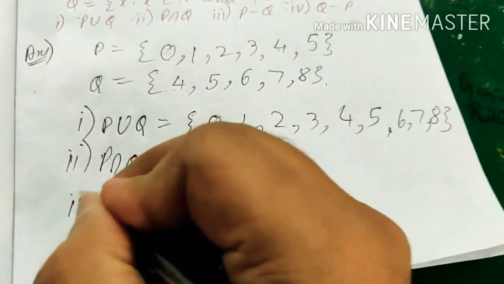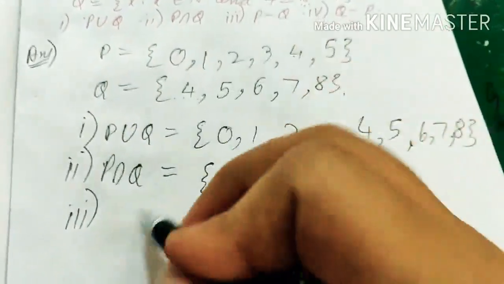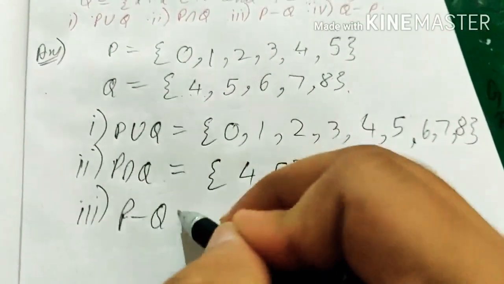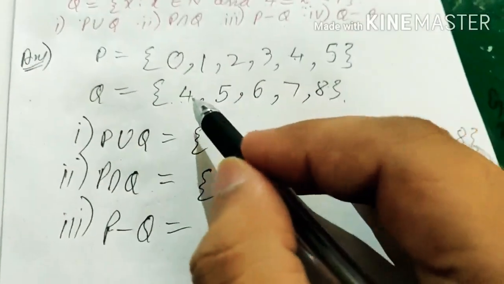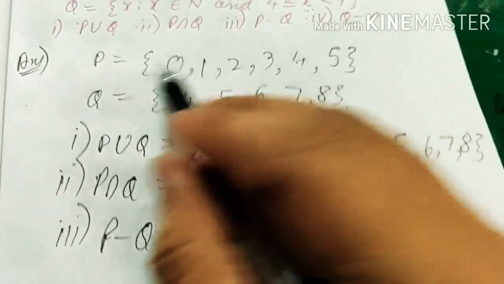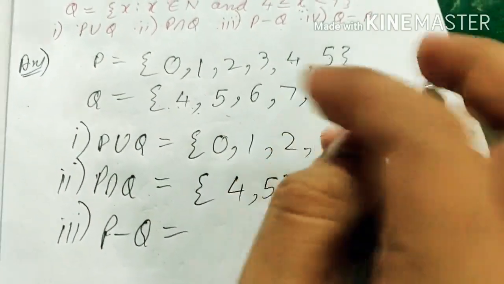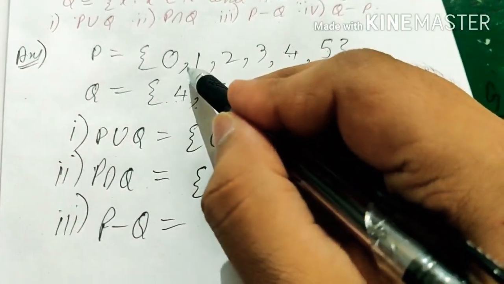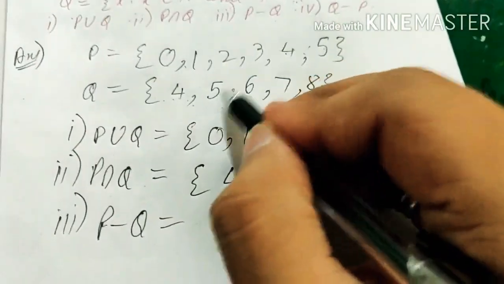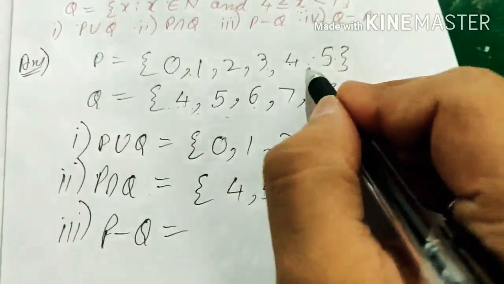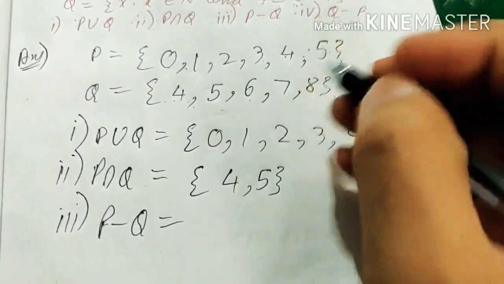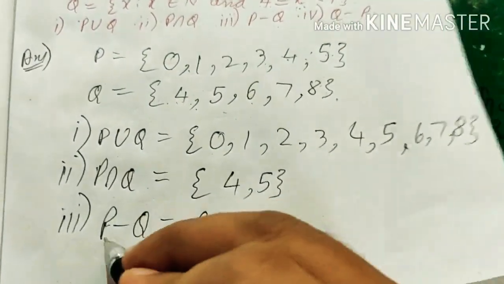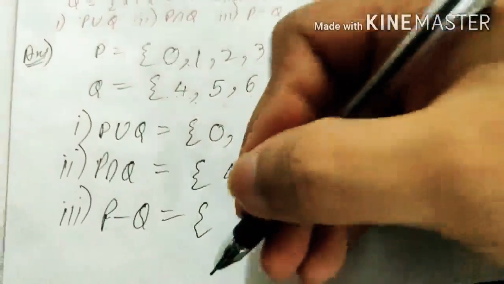What next thing we have to find? We have to find P minus Q. That is, we have to subtract all the common values of Q from P. Means if we subtract this from this, is 4 present here? Yes, we will subtract 4. Then 5. 6 is not here, so 6 doesn't matter for us. 7 is also not here, 8 also is not in P set. So from P set we have to remove the values of Q.